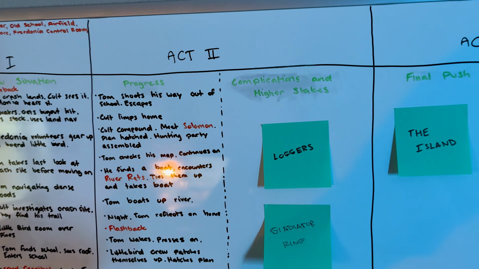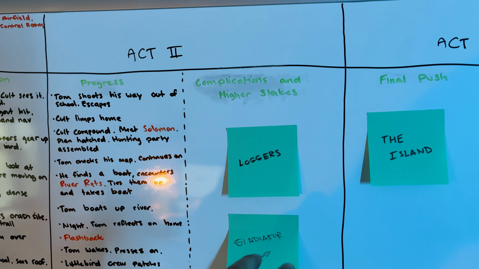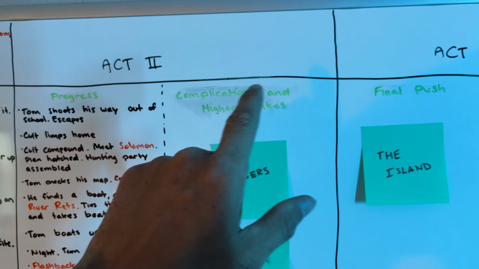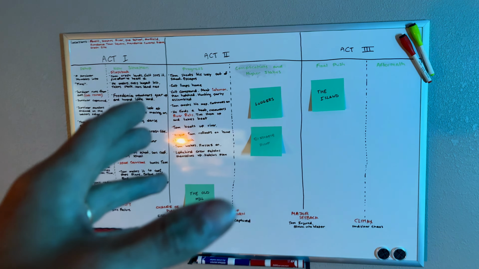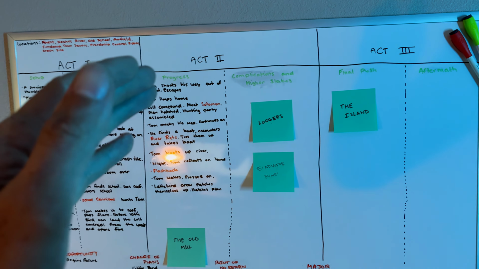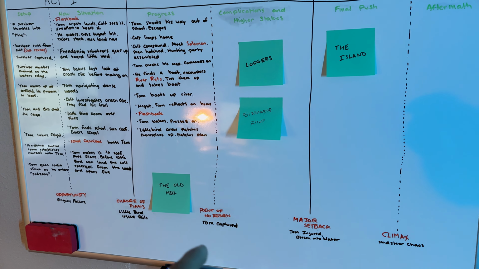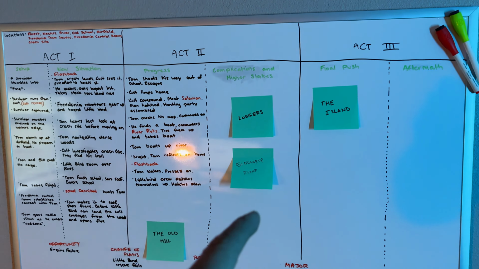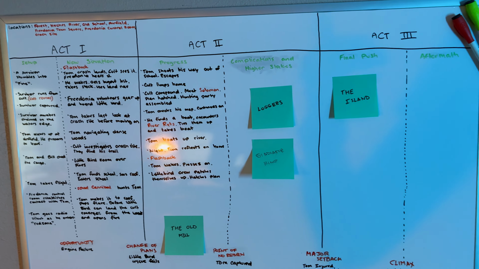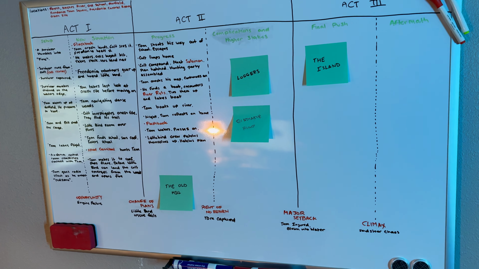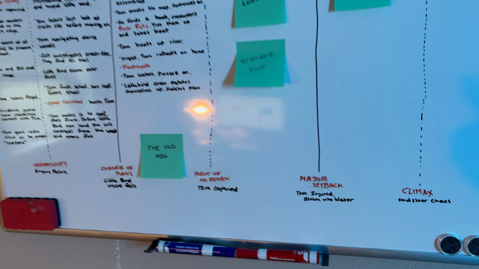And that leads to the second half of Act 2, which is complications and higher stakes. This is exactly what it sounds like. They were making good progress in the first half. In the second half, because of that point of no return moment, this is going to be obstacle after obstacle. Things are more difficult now, and that's going to lead us to the major setback.